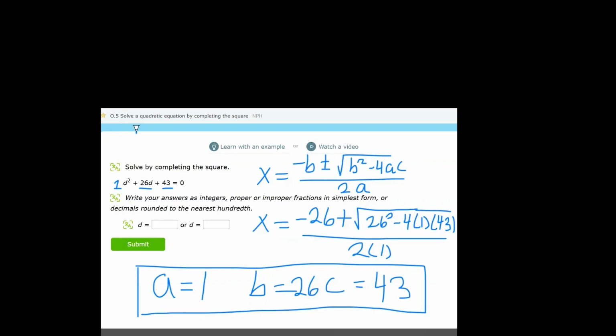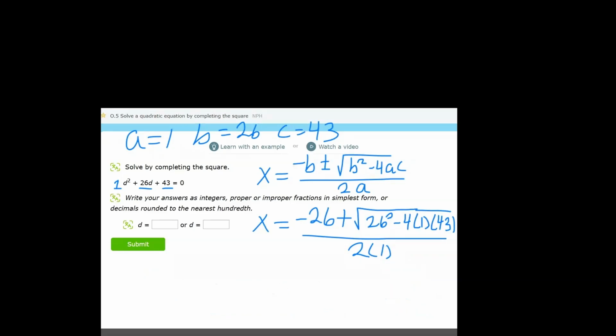I'm going to keep a note of our a, b, and c up here, and make space down here. So we have x equals negative 26 plus the square root of 26 squared, which is 676, minus 4 times 1 times 43, which is 172, divided by 2 times 1, which is 2.